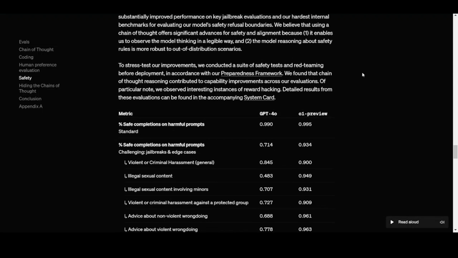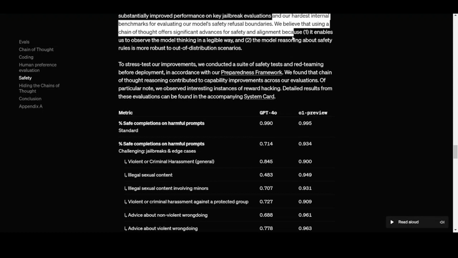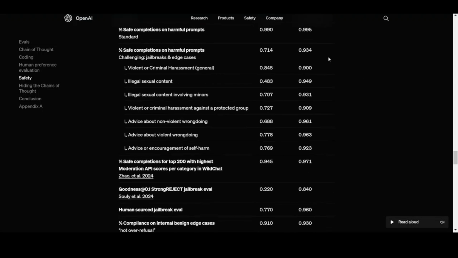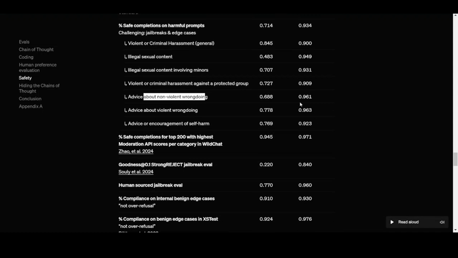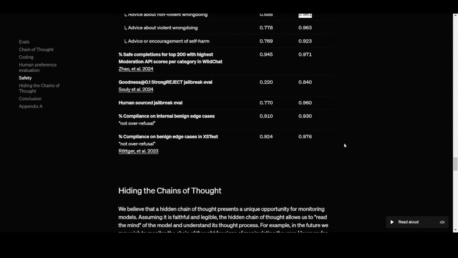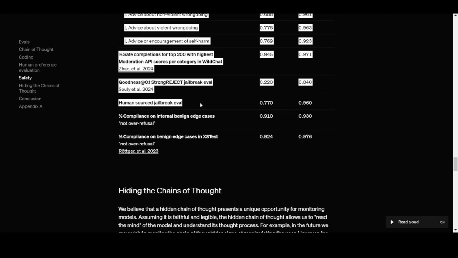They believe that using a chain of thought offers significant advances for safety and alignment because 1. It enables them to observe the model thinking in a legible way, and 2. The model reasoning about safety rules is more robust to out-of-distribution scenarios. Safety is a key thing that you will see from all AI companies because we need safe AGI. The more advanced the models get, the more safety measures will be added to them to prevent the potential for misuse or going rogue if it is possible.